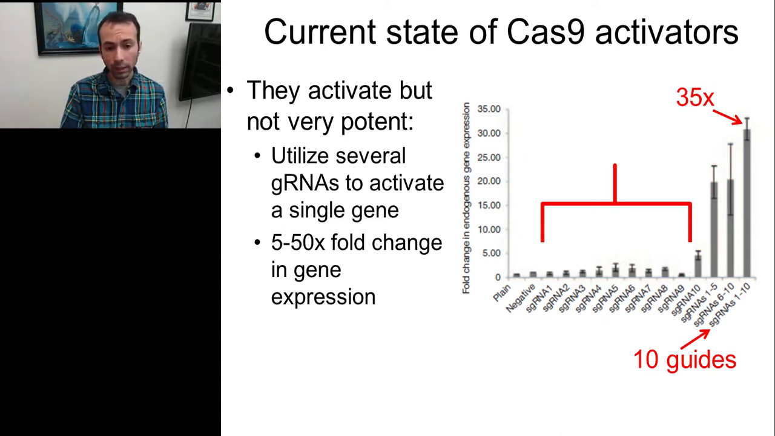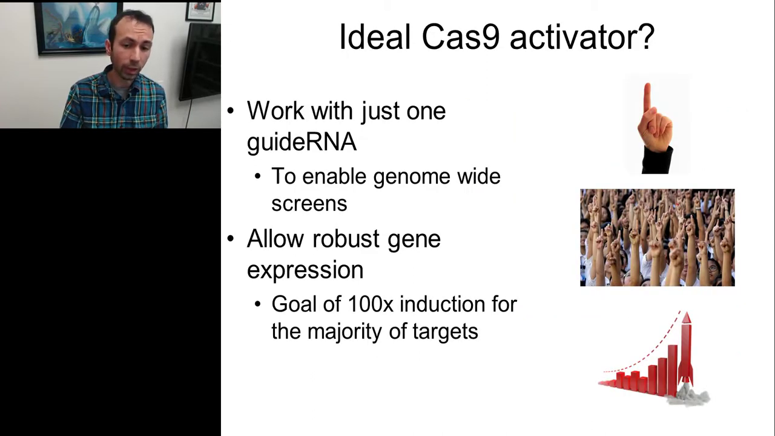So what would an ideal Cas9 activator look like? Well, you'd want it to work with just one guide RNA. And that's important because it lets you do things like genome-wide screens. In this case, give one guide to any given cell you want, and then look at the phenotype. And also, you want to do robust gene activation. Turn on a gene 1.1-fold is probably not super useful to you.